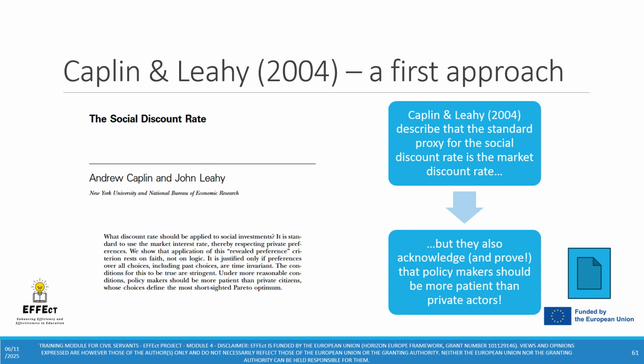A first approach is provided by Andrew Caplin and John Leahy, who describe that the standard proxy for the social discount rate is the market discount rate, meaning the financial discount rate. But they also acknowledge, and even prove in their article, that policymakers should be more patient than private actors, and therefore this comparison is not that well fitting actually.